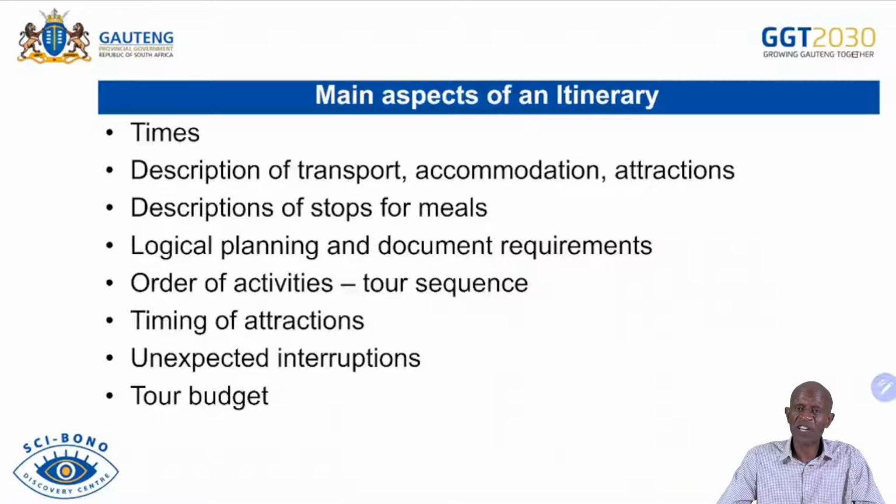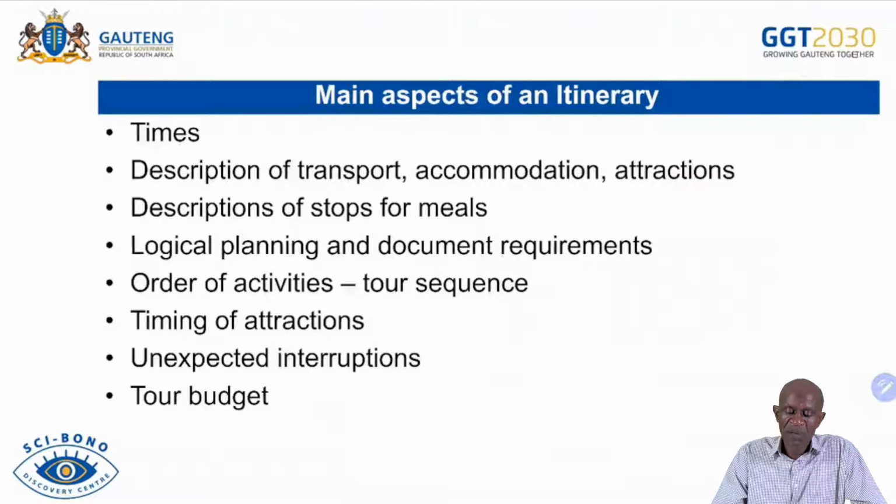Here are the main aspects of an itinerary. Number one is the time. The times here refer to the activities that are offered in an itinerary. Is it in the morning? Is it during the day or afternoon? Is it an evening or night activity? So this aspect needs to be there in an itinerary.